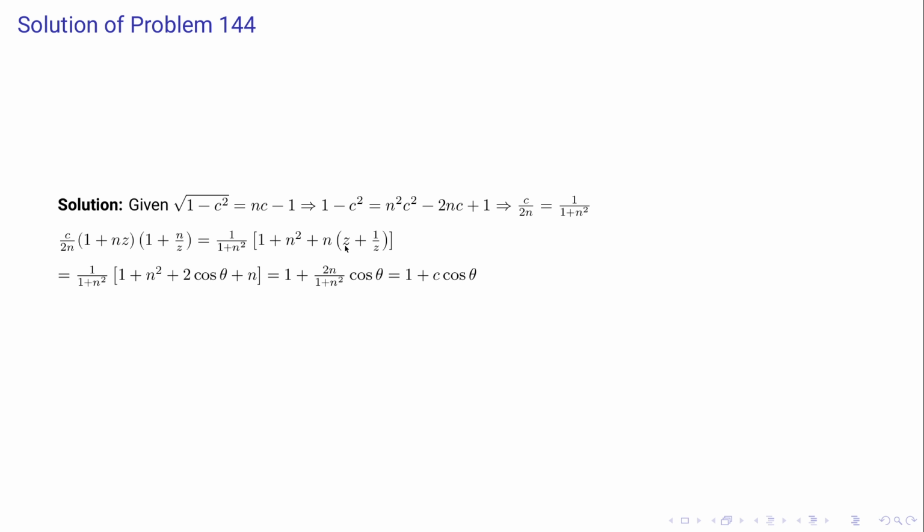Now z is e to the power i theta. So e to the power i theta plus 1 by e to the power i theta, which will be e to the power minus i theta when brought to numerator, will give us 2 cos theta. Now this is not plus n. This should be multiplied with 2 cos theta. So then you multiply this, expand this, 1 plus n square will get cancelled with 1 plus n square. We will have 1 here, and this 2n cos theta divided by 1 plus n square will come. So now 2n by 1 plus n square is equal to c from here. So then the whole result is 1 plus c cos theta.